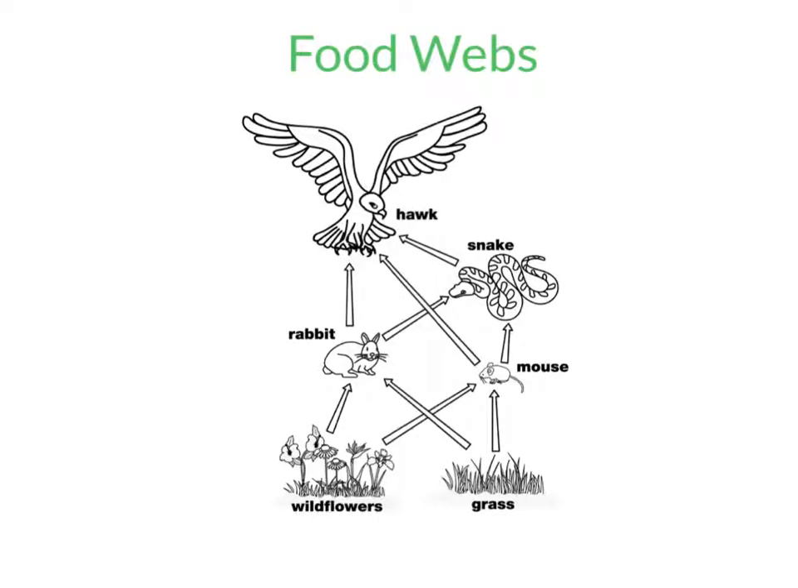So we're going to take a quick look at food webs because at first look they can look quite confusing, but actually it's just about seeing the individual food chains within the food webs. Why do food webs exist?